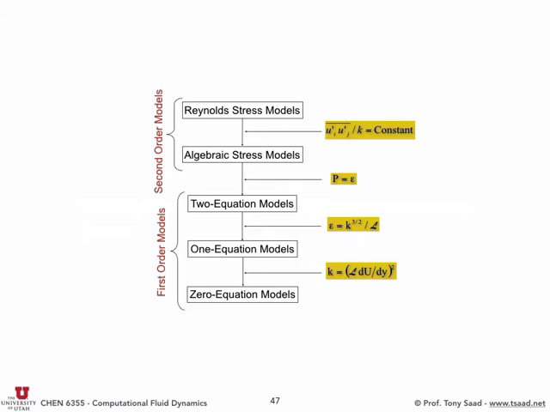triple correlations. Okay, so you see the nomenclature. We're modeling the second order moment, but that's a first order closure directly on the second order moment. And then we transport the second order moment and we model the third order moments. That's the second order closure.